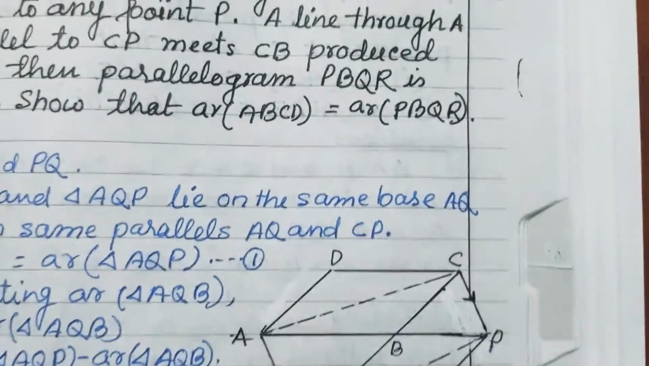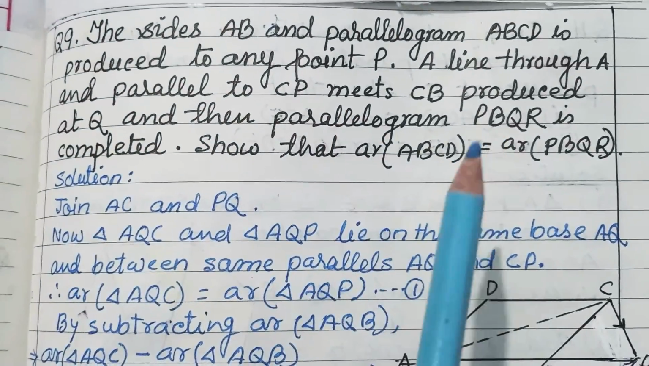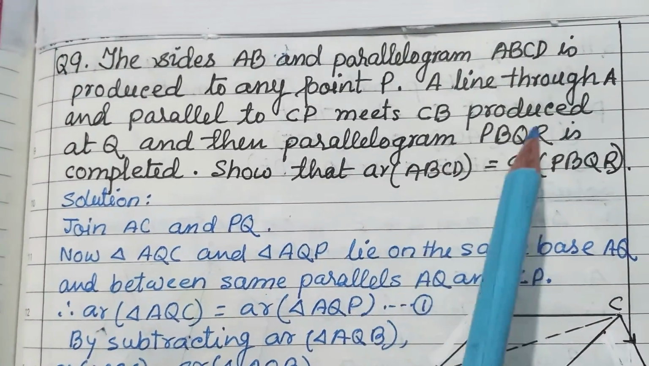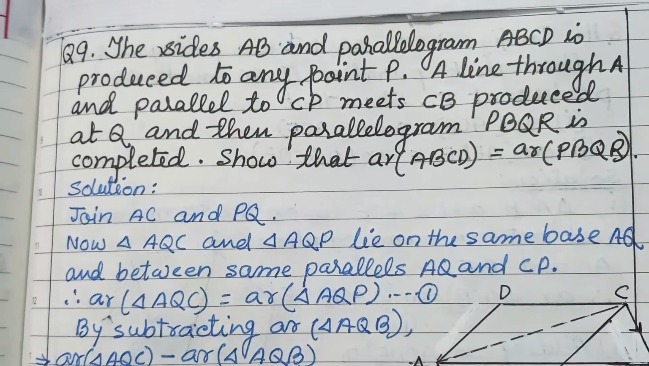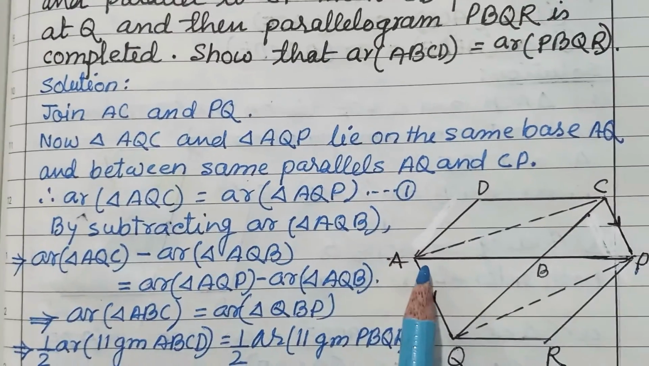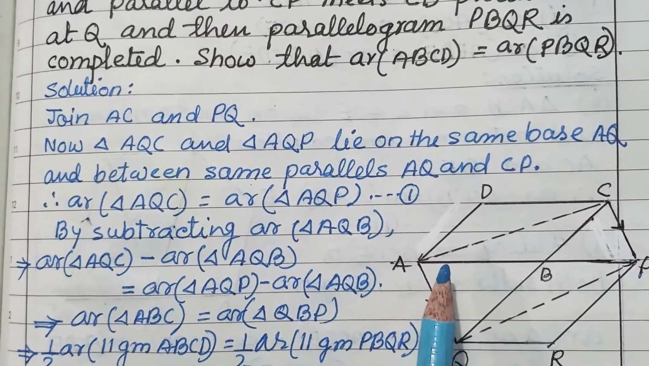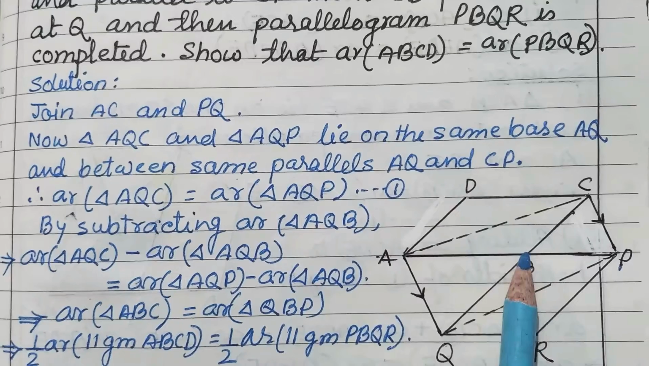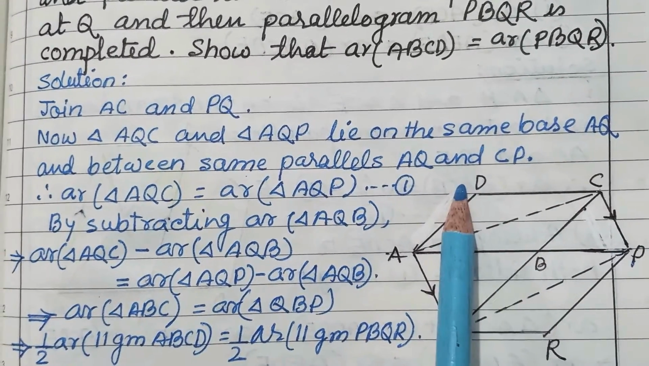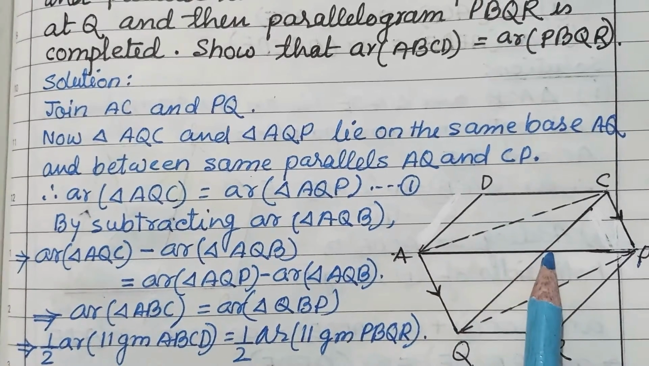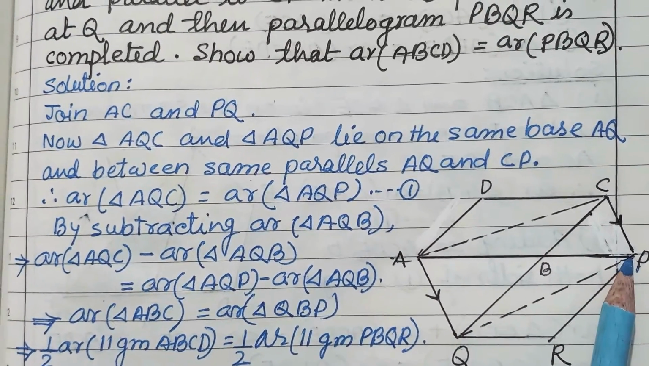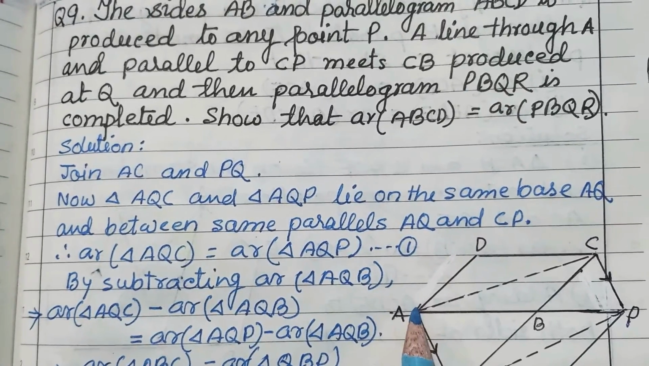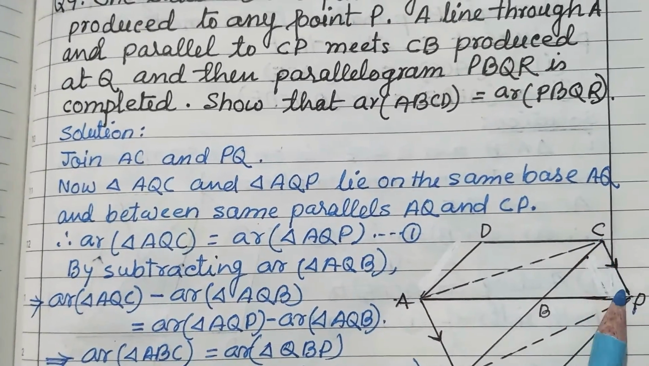Now question number 9. The side AB of parallelogram ABCD is produced to any point P, and a line through A and parallel to CP. Now check it here, side AB of parallelogram ABCD is produced to any point P, a line through A and parallel to CP. This is parallel to CP.